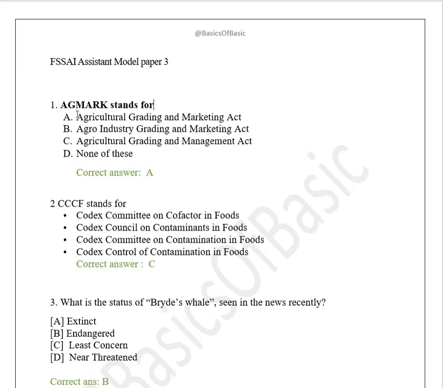AGMARK stands for Agriculture Grading and Marketing Act. Although all the other three options look similar, the first one is the exact one. CCCF stands for Codex Committee on Contaminants in Foods. All the options are similar, with only slight differences, so you need to know the exact abbreviation. The answer is Codex Committee on Contaminants in Foods.